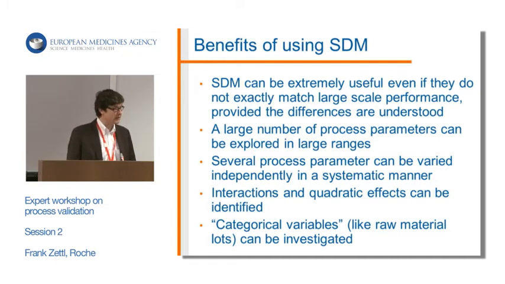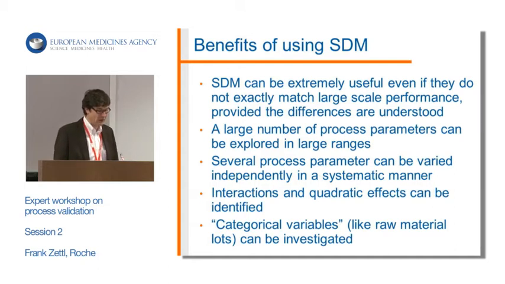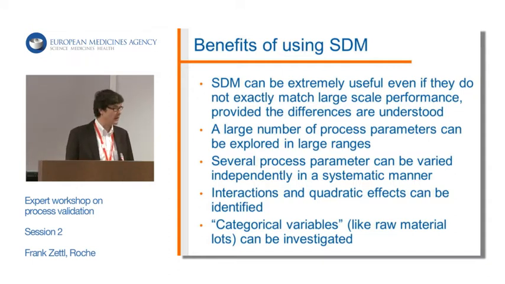And I think it's also already accepted that the only way to investigate categorical variables systematically is by using scale-down models. So things like raw material lots can be investigated only by scale-down models. Okay, so the next slide, please.